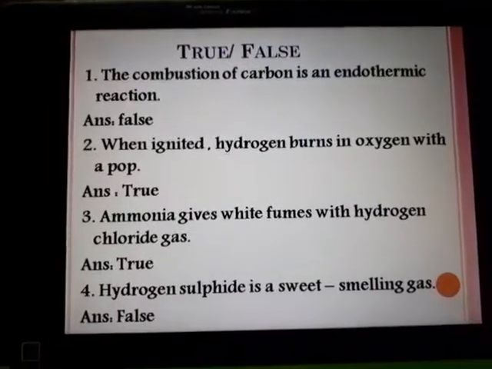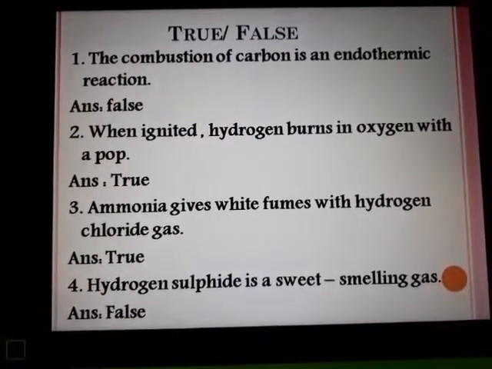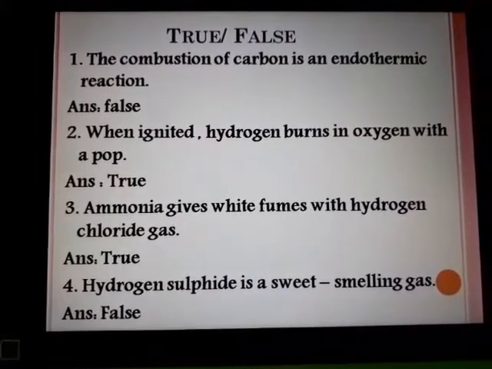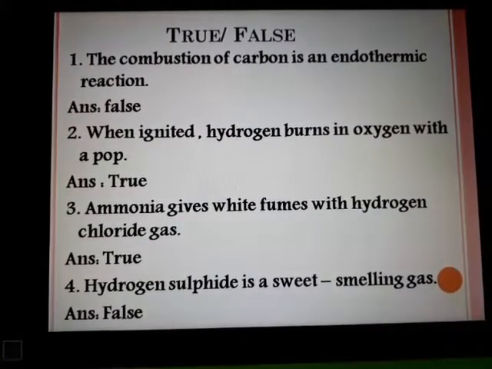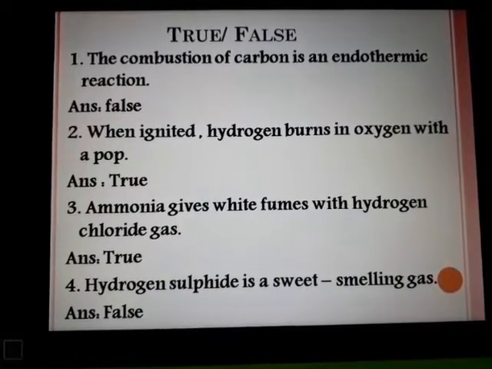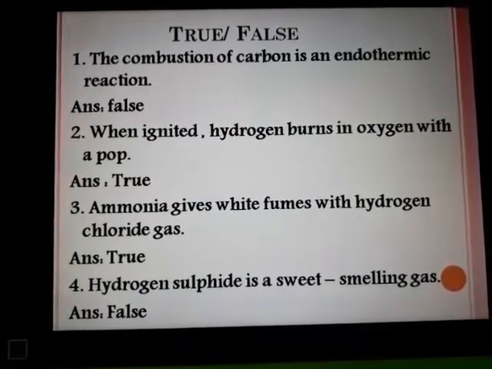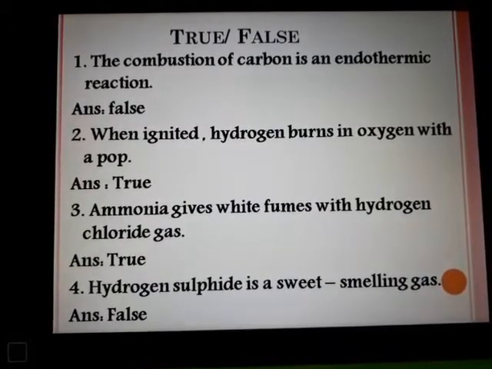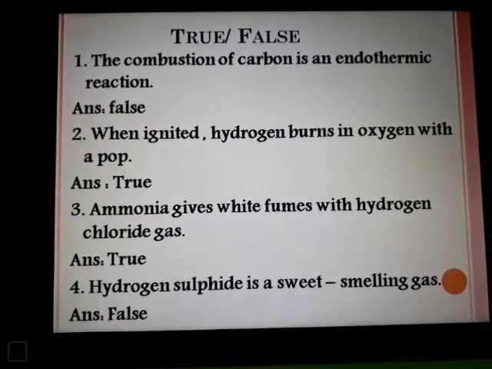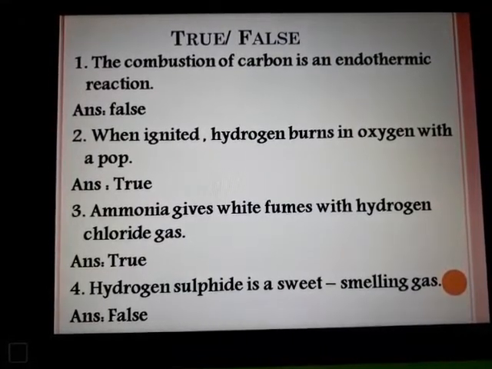Our next type is true or false. First, the combustion of carbon is an endothermic reaction. Answer is false. Second, when ignited, hydrogen burns in oxygen with a pop. It is true. Third, ammonia gives white fumes with hydrogen chloride gas. It is true. And last one, hydrogen sulfide is a sweet smelling gas. It is false.